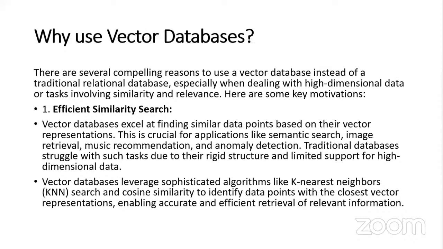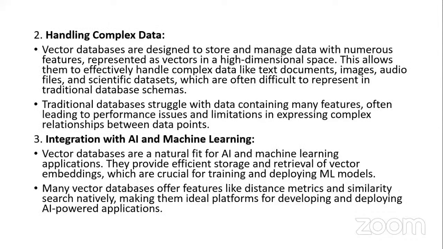So vector databases leverage a lot of different algorithms like KNN, the K nearest neighbors algorithm, for searching, and cosine similarity, in order to identify data points which are closest to the vector representation. This allows you to accurately fetch the exact relevant information for whatever query is being asked. So it helps in enabling accurate and efficient retrieval of the relevant information.